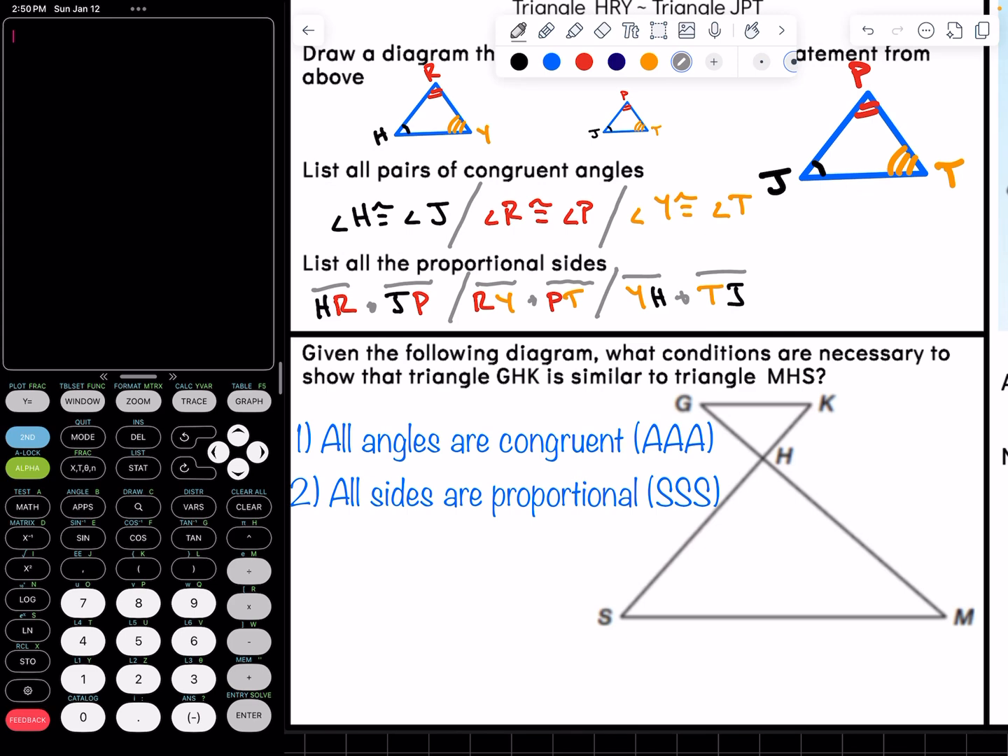But essentially what we need is that all angles are congruent, which when we're talking about angles with similarity, they're going to be congruent angles. And then the sides are going to be proportional. They don't have to be the same, but they have to be proportional. So if we use any sort of combination, the S represents sides being proportional and the A represents angles being congruent.